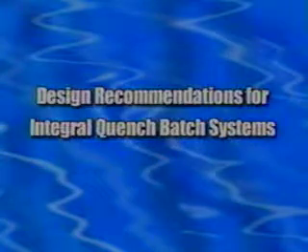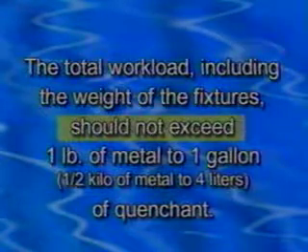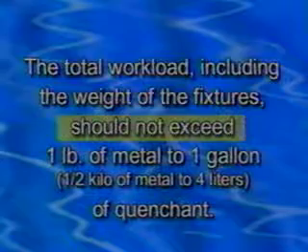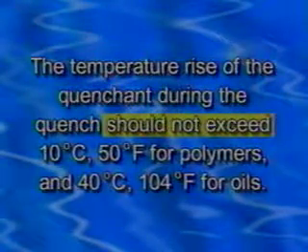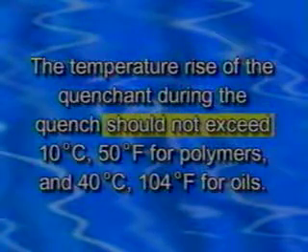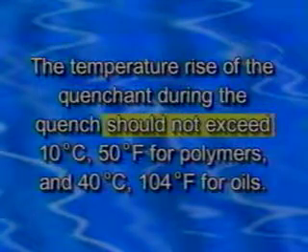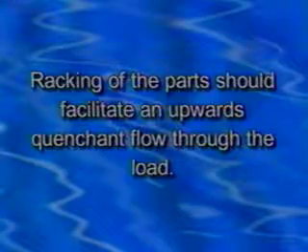There are some common design recommendations for integral quench batch systems. The total workload, including the weight of the fixtures, should not exceed 1 pound of metal to 1 gallon of quenchant. The temperature rise of the quenchant during the quench should not exceed 10 degrees Celsius (50 degrees Fahrenheit) for polymers, and 40 degrees Celsius (104 degrees Fahrenheit) for oils. Racking of the parts should facilitate an upwards quenchant flow through the load.